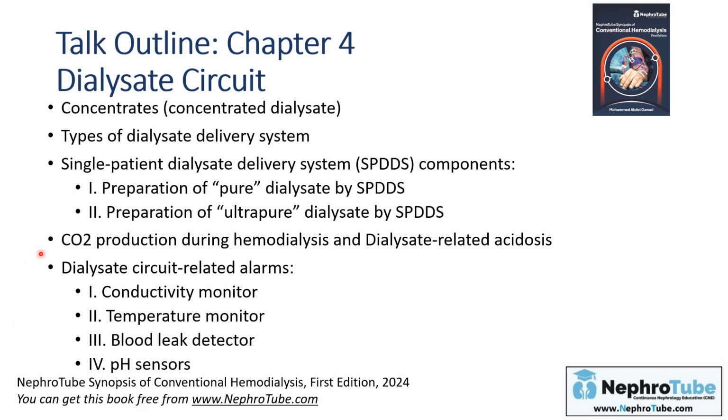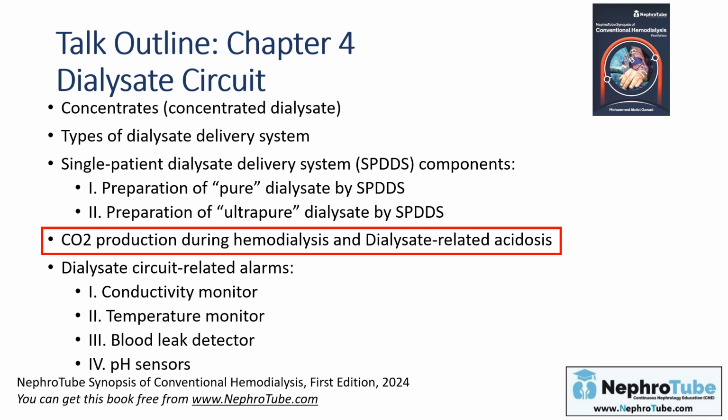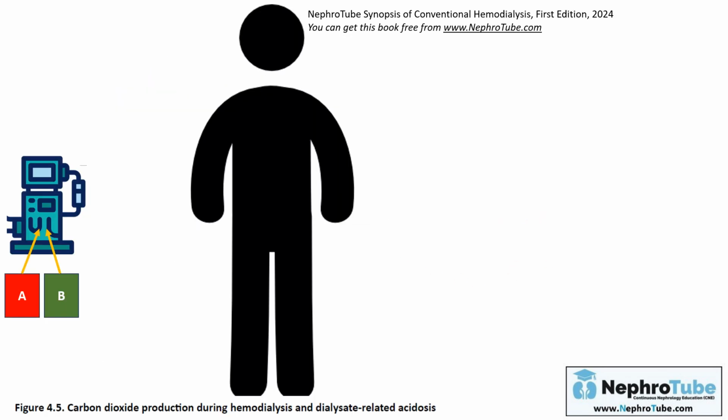The next point that we want to talk about regarding dialysate is the carbon dioxide production during hemodialysis and what is called dialysate-related acidosis. We know that dialysis is an indication for patients with metabolic acidosis. So, how can dialysate and dialysis cause acidosis? Let's see.